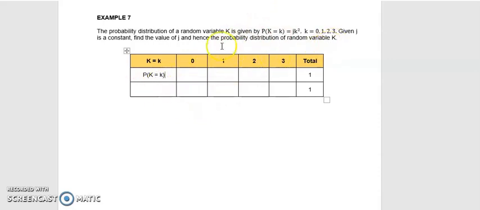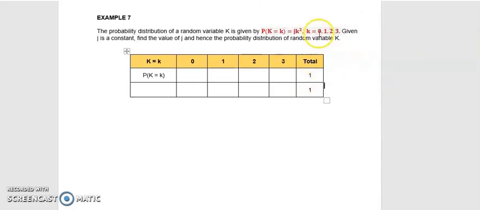Okay, first we substitute. Now we want to find value j. Okay, the constant value. Okay, we substitute value k into this formula first. Okay, if k equal to 0, what is value j? So 0 square 0 multiplied by j will be 0. So here will be 0. Okay, if k equal to 1, substitute to this formula. 1 square is 1, 1 times j is j. So if k equal to 2, 2 square is 4, 4 times j we get 4j. If k equal to 3, so 3 square 9, 9 times j we get 9j.